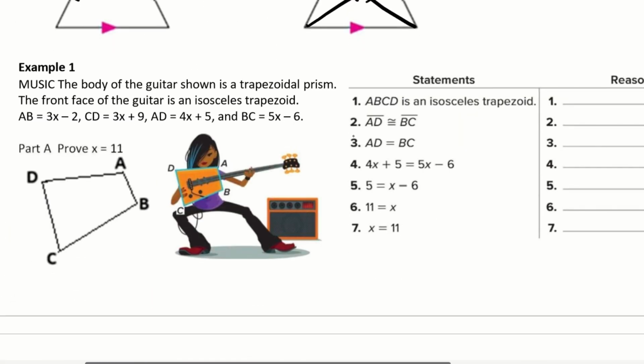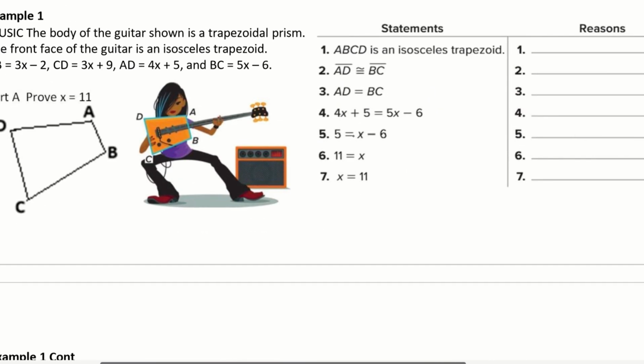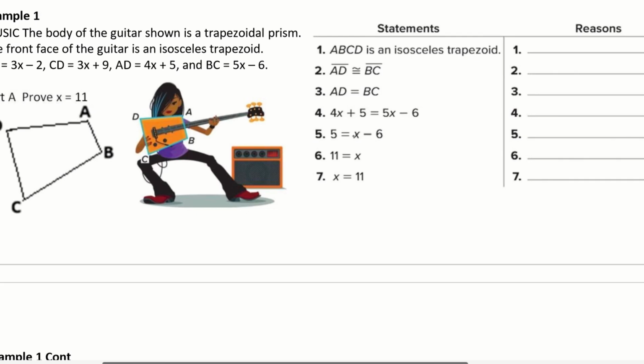All right, so let's look at our first example. It says the body of the guitar shown is a trapezoidal prism. The front face of the guitar is an isosceles trapezoid. They say AB is equal to 3x minus 2, CD is 3x plus 9, AD is 4x plus 5, and BC is 5x minus 6. Okay, so let's label this. This is just a zoomed in version of that. So we got AB is 3x minus 2, AD is 4x plus 5, BC is 5x minus 6, and then CD is 3x plus 9.